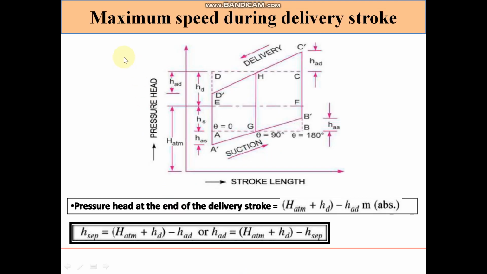Similarly, we can find out the maximum speed during the delivery stroke. So line C dash D dash represents the delivery stroke. At the end of delivery stroke, the pressure head is less, and the cavitation may occur there. So the pressure head at the end of delivery stroke can be evaluated as atmospheric pressure head plus delivery pressure head minus acceleration head in the delivery pipe in the absolute pressure scale. So from this equation, we can find out the acceleration pressure head in the delivery pipe.